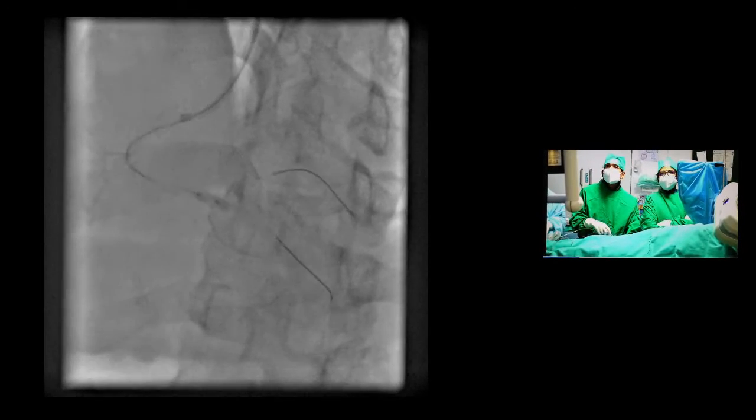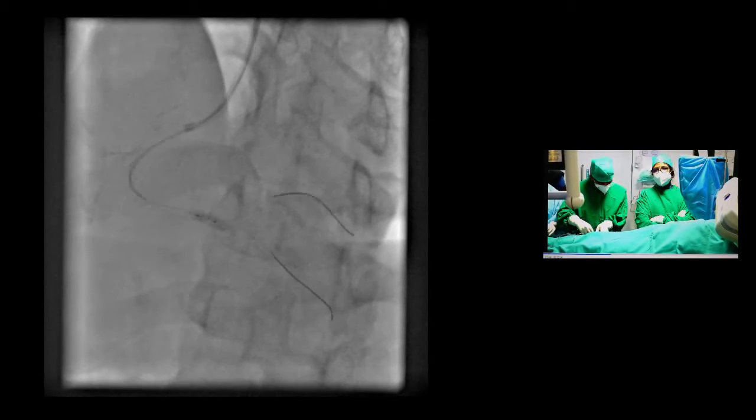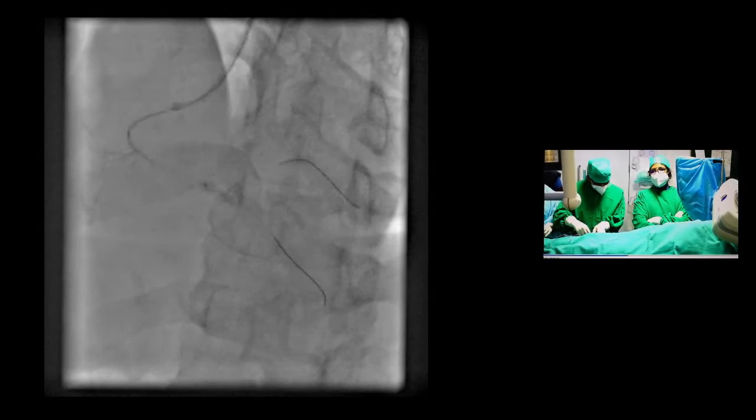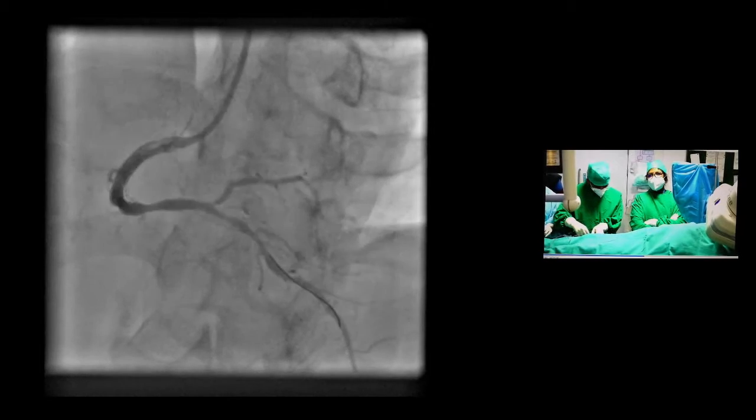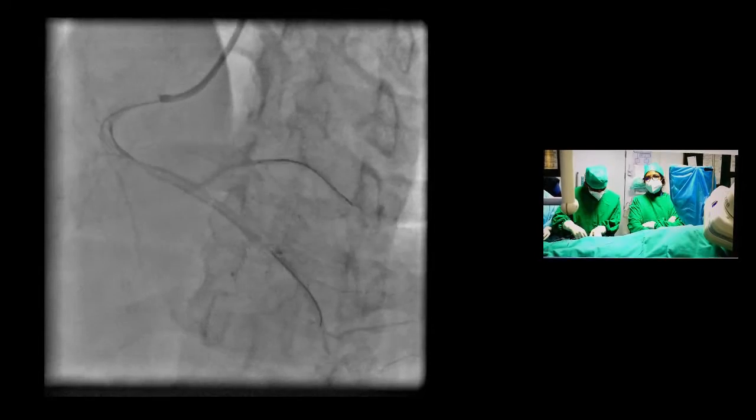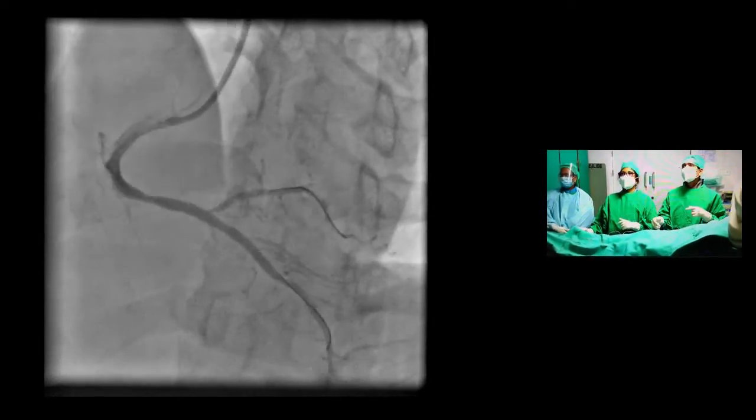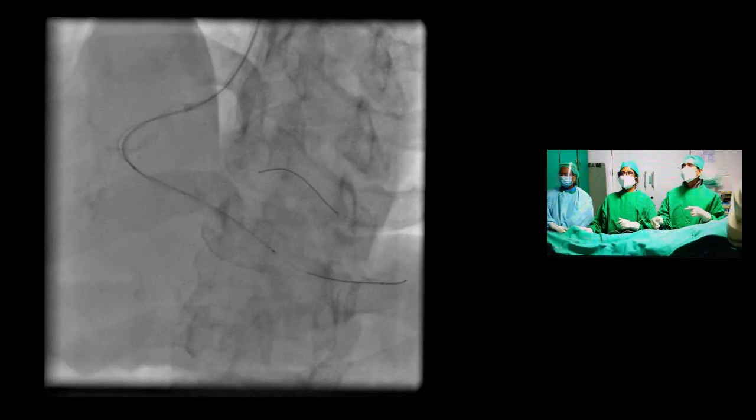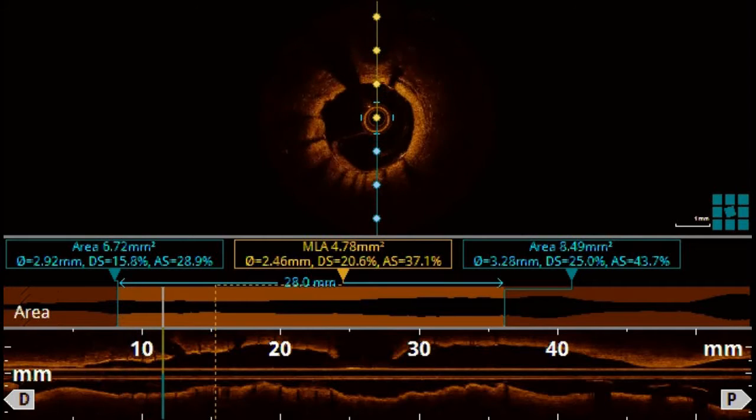So we went up to 14-16 atmospheres, and then we used a non-compliant balloon, but even a compliant balloon can be used to do POT, at which point we have to use lower pressures than what we did. And we noted that there is no plaque shift into the PLV. We also did post-dilatation in the PDA. We did a final OCT run, and that showed no distal stent dissection at the distal end of the stent.